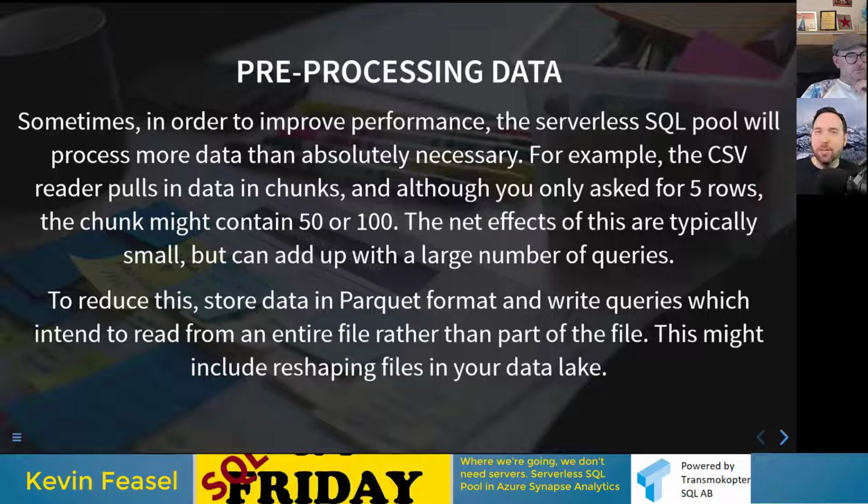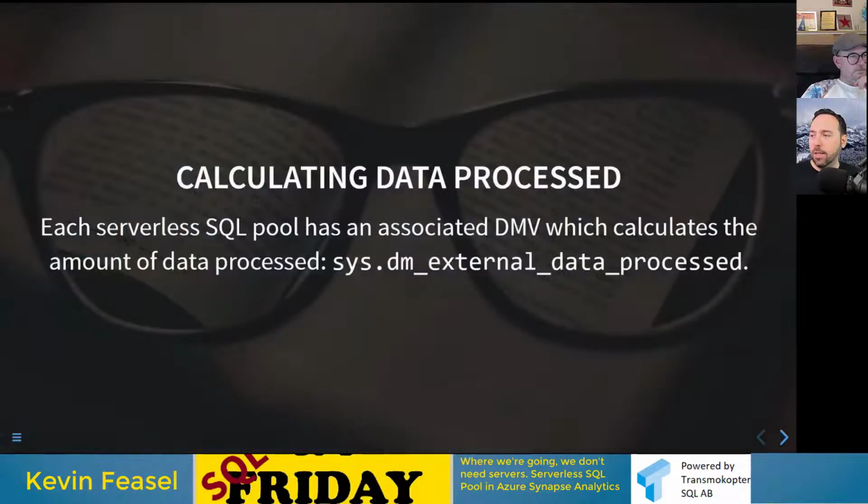If you don't want to have that problem, store the data in Parquet and read entire files rather than parts of a file. So structure your data so that it's in files that you'll want to read as a whole, but maybe not necessarily that much larger. So you may need to reshape files as a result of this if you're really looking to optimize costs.